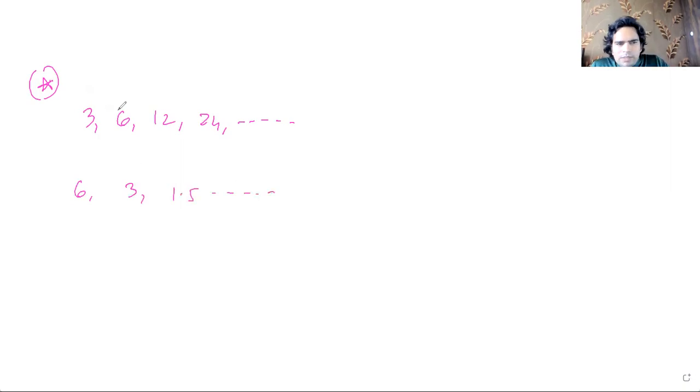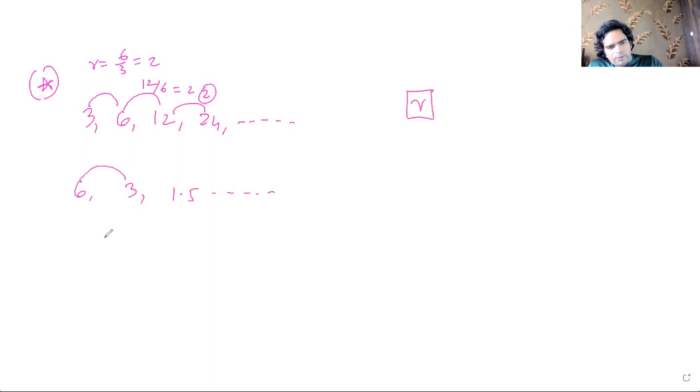So here what you notice is the ratio, which is the second term upon the first term, will be 6 over 3, which is 2. Then the ratio here is 12 over 6, which is 2. Another one is 24 over 12, which is again 2. So if the ratio is the same for the given sequence, then you call it a geometric sequence with the ratio r. Here, the ratio 3 upon 6 is nothing but half. 1.5 upon 3 is nothing but half. So these are geometric sequences.